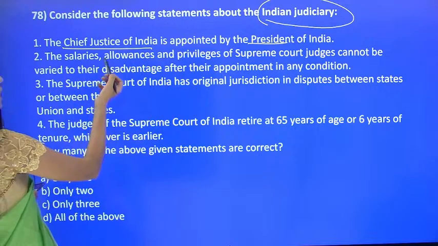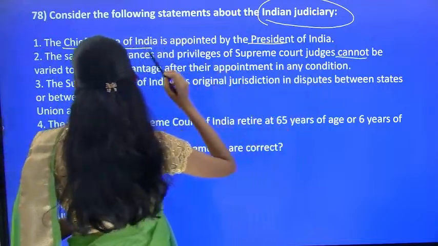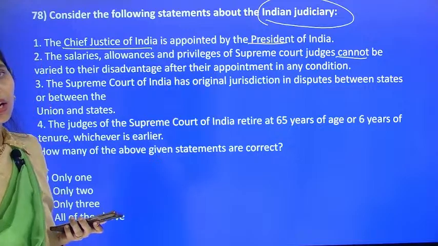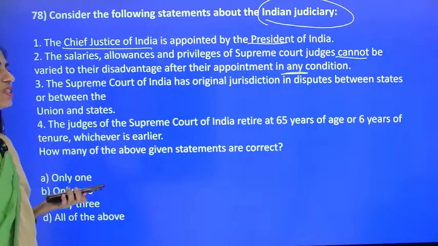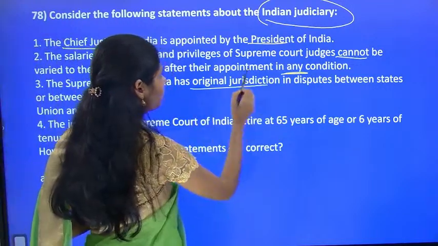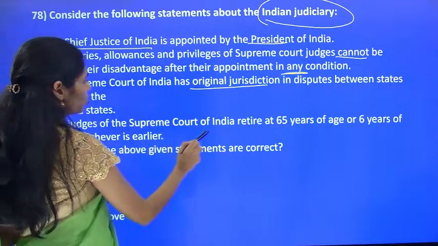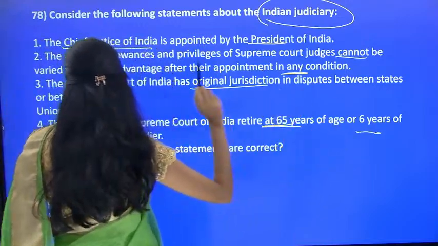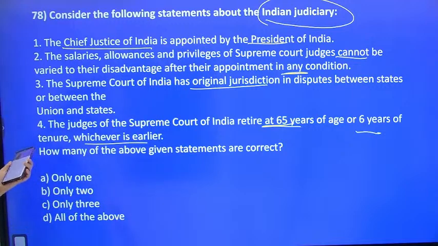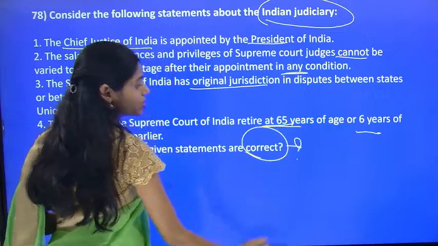And next one is, salaries, allowances and privileges of Supreme Court judges cannot be varied to their disadvantage after their appointment in any condition. And next one is, Supreme Court of India has original jurisdiction in disputes between state and states or between union and states. And fourth statement is, the judges of Supreme Court of India retire at 65 years of age or 6 years of tenure, whichever is earlier. How many of the above statements are correct?